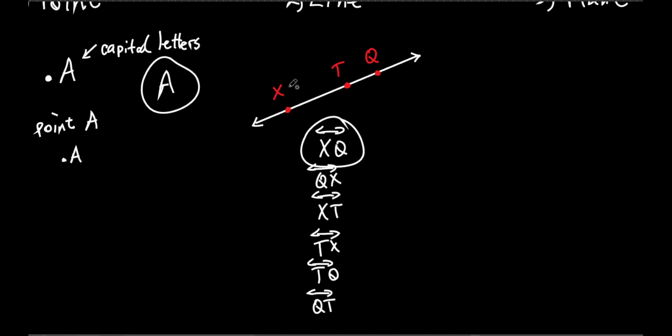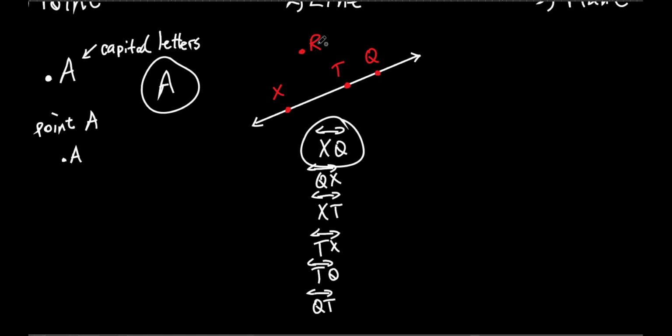What if I put another point out here? Could I call that line XR? No, because this line right here, this white line right here, R is not on that line. So point R is not on that line, so I can't call that XR.